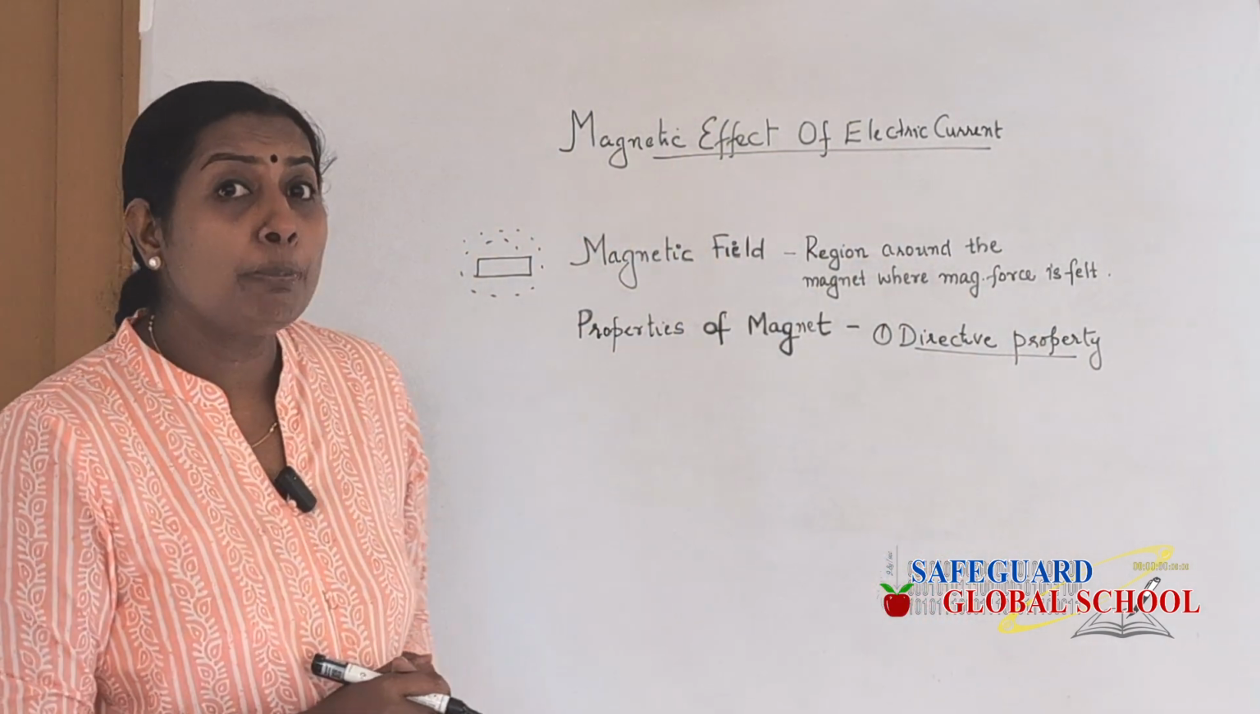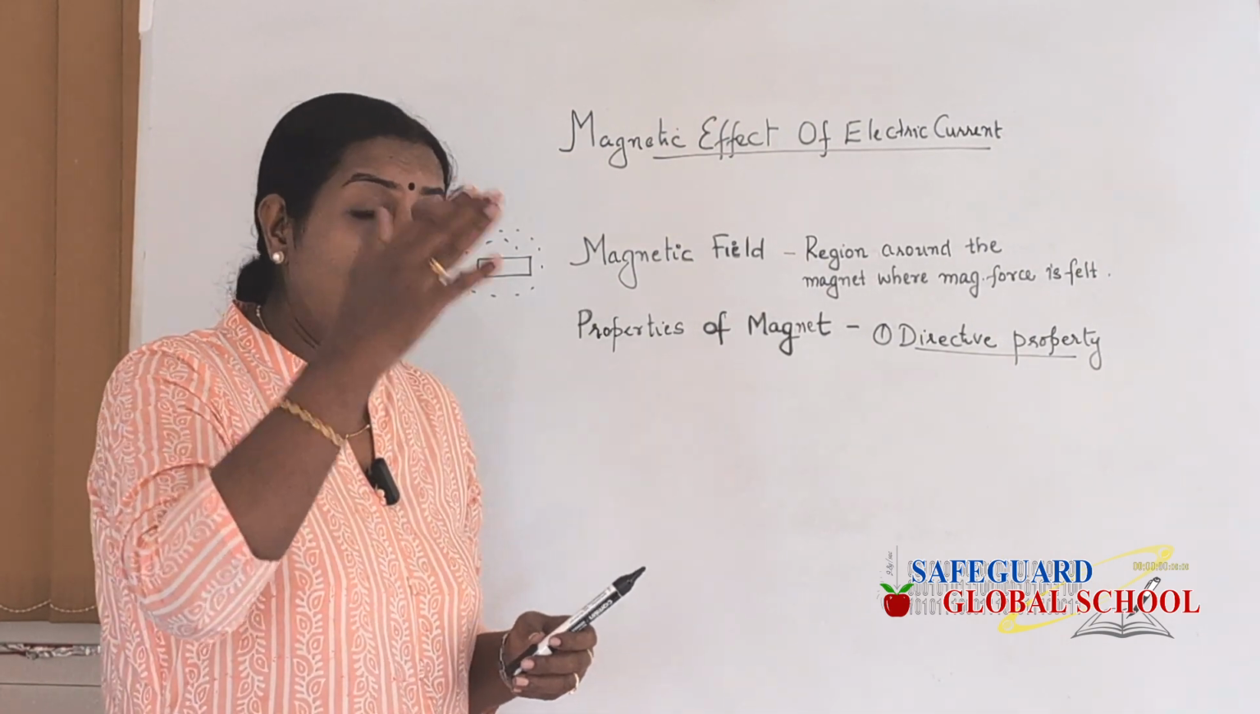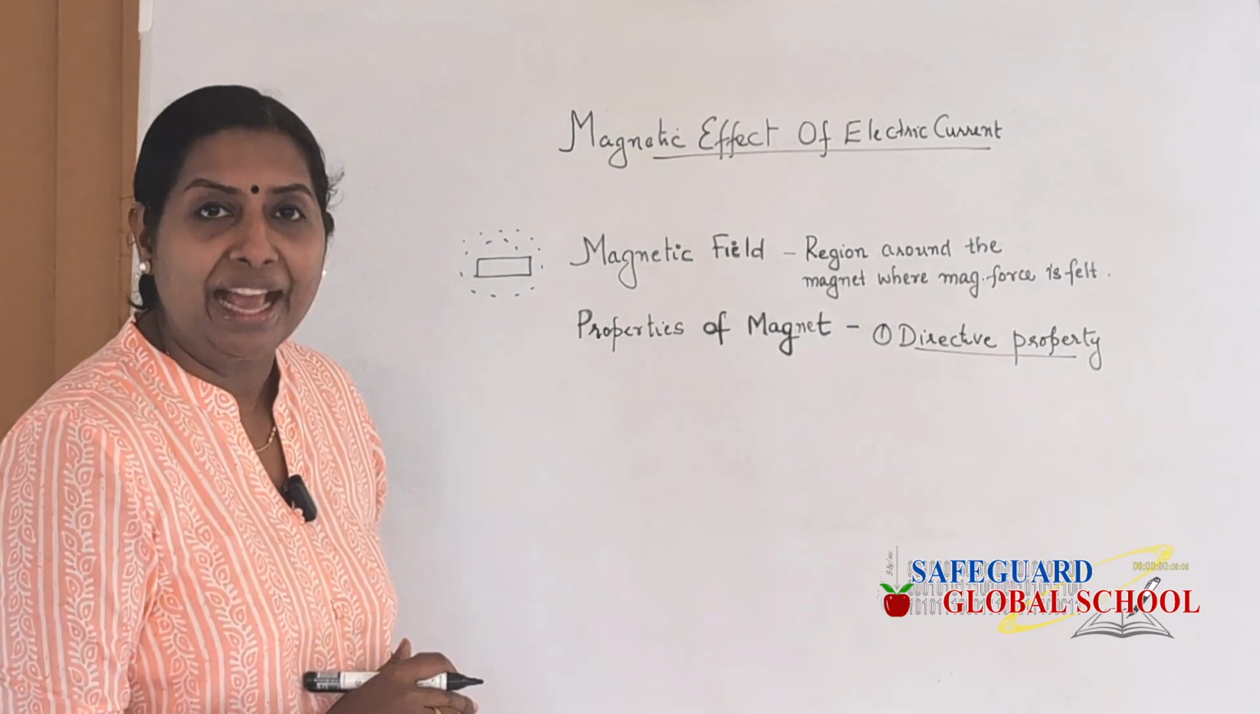What do you mean by directive property of a magnet? When a magnet is freely suspended, it always aligns in the north-south direction. That is called the directive property.